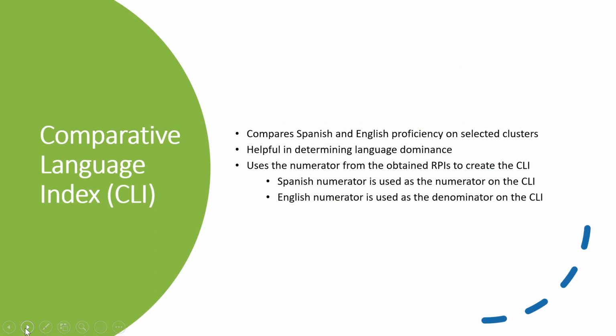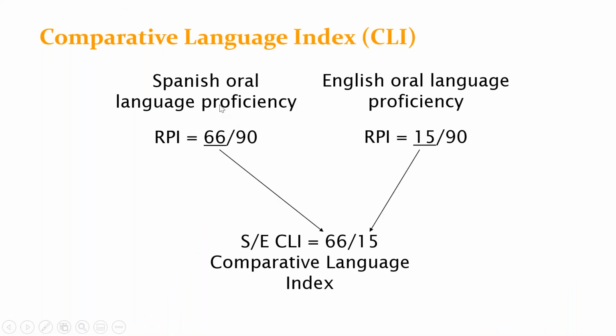There's also what's called a comparative language index score, a CLI, that compares Spanish and English proficiency on selected clusters. It's helpful when you're trying to determine language dominance. Again, it uses the numerator from the obtained RPIs to create the CLI. So the Spanish numerator is used as the numerator on the CLI, and then the English numerator is used as the denominator on the CLI, and I'll show you what that looks like.